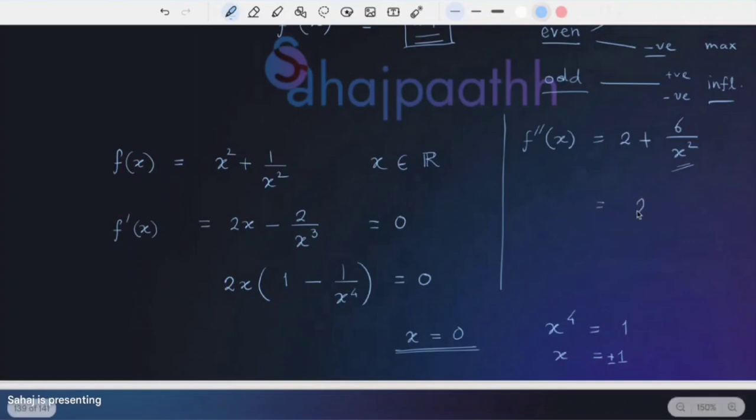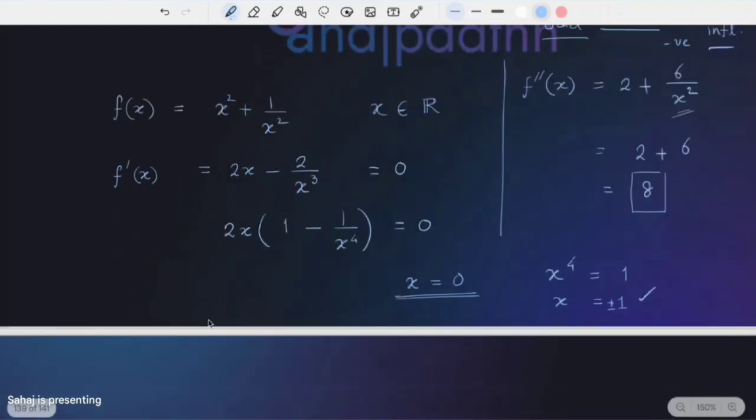What you get is 2 plus 6, which is 8. So for both values, it's 8. Because there's a square, you put minus 1, you get the same value. Minus 1 squared is also 1. Which means it's a minimum at both these points.